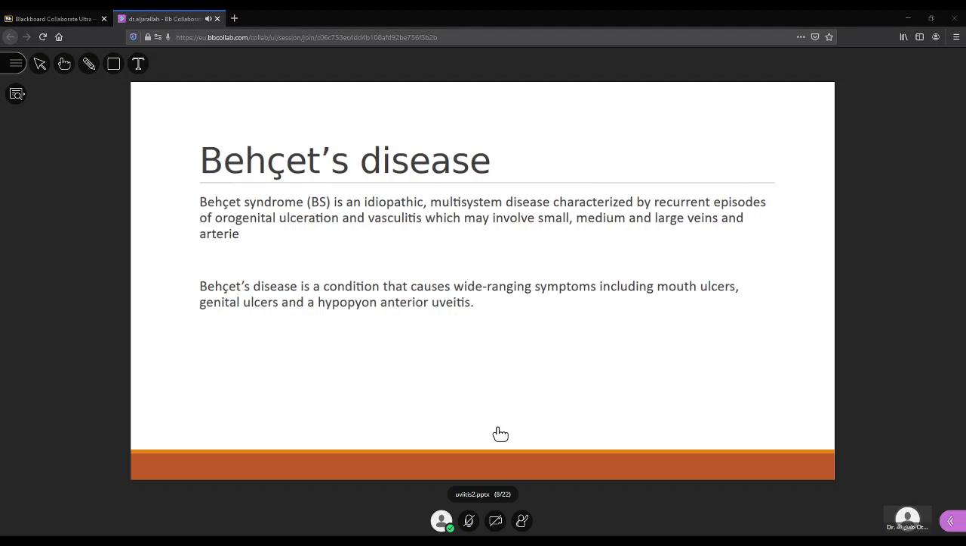Another disease that you need to know about is called Behçet disease. Behçet is a multisystem disease characterized by recurrent episodes of orogenital ulceration and vasculitis. It may involve small, medium, or large veins. So Behçet disease causes a wide range of symptoms, including mouth ulcer, genital ulcer, hypopyon.